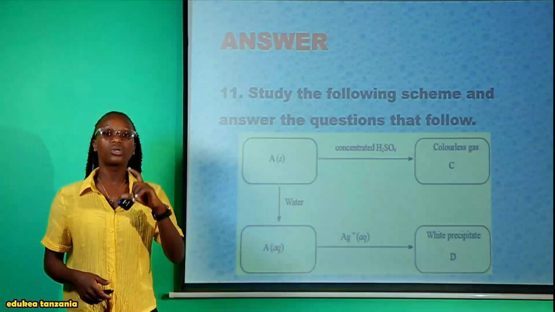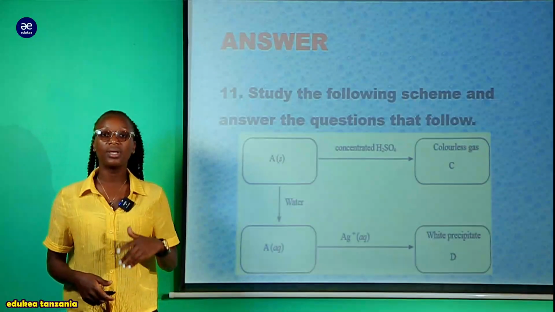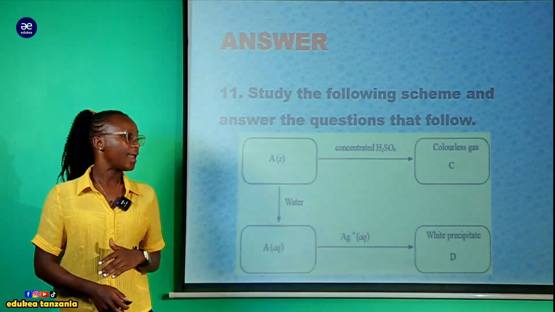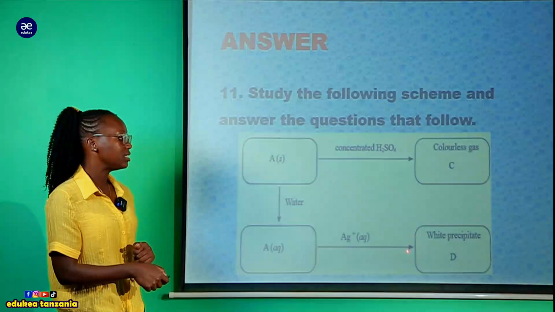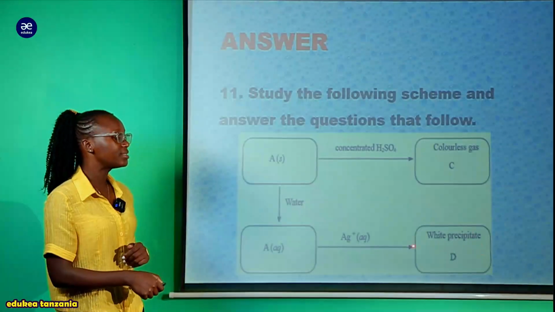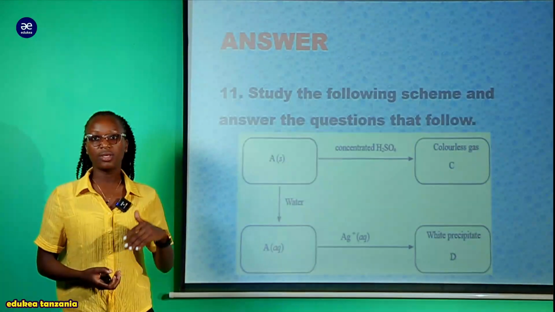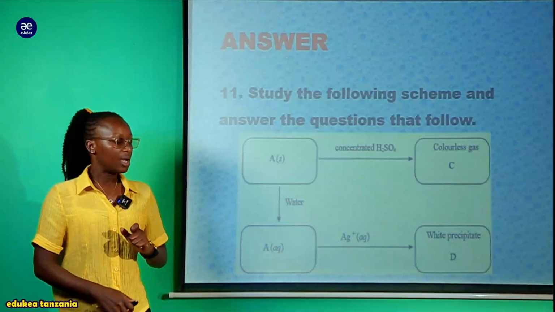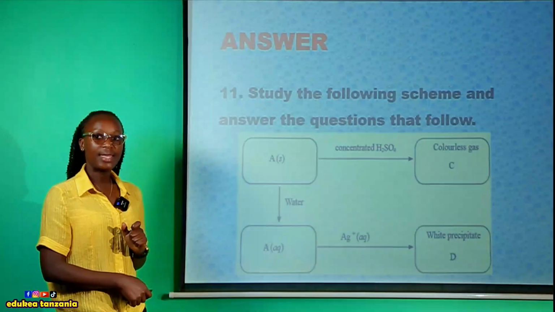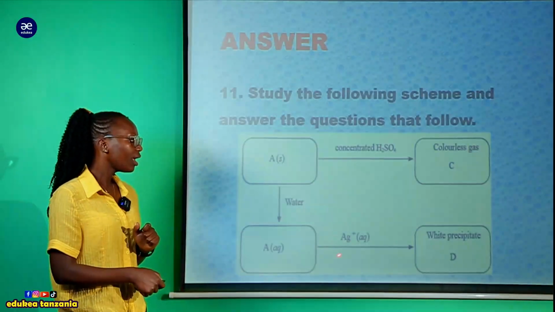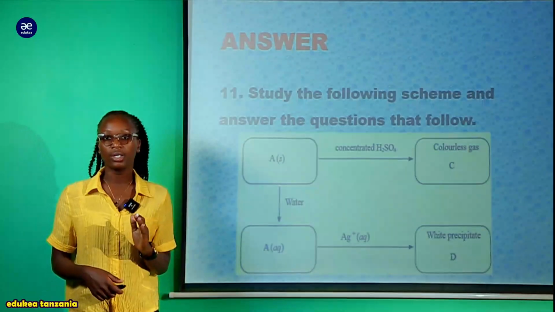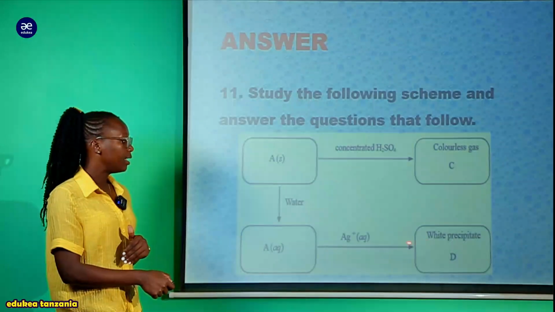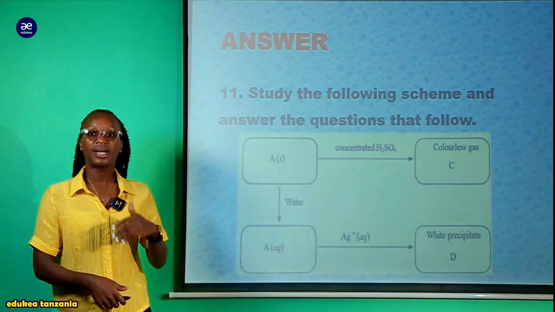Lakini pia utakuja kujua compound A ni kitu gani kulingana na the reaction iliyotokea kwenda kutengeneza hizi product. Na hapa product ya mwisho ambayo ni part D kwenye scheme yetu tumeambiwa ni white precipitate. So the white precipitate utakuja kuijua baada ya kujua kwamba hii compound A ikireact na silver ion tunaenda kupata kitu gani, kwamba ili nipate white PPT huyu silver atareact na kitu gani.